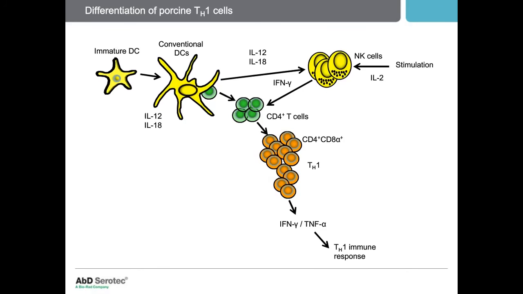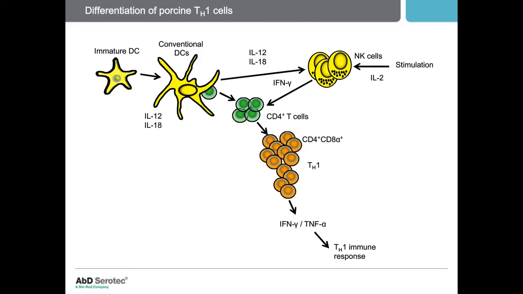Appropriate candidates are natural killer cells. They can be stimulated by IL-12 and IL-18 produced by the conventional dendritic cells, as well as IL-2, and we know that they produce interferon-gamma.